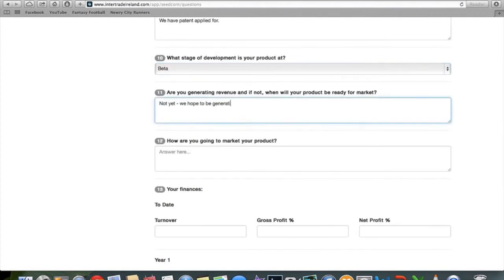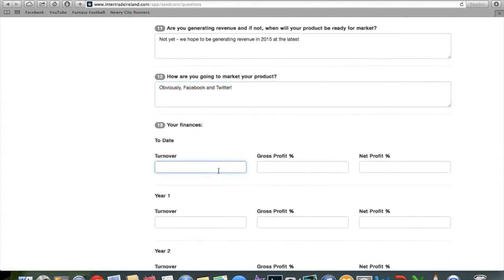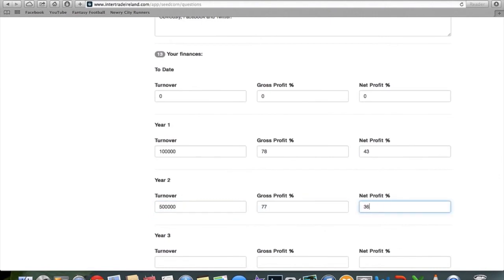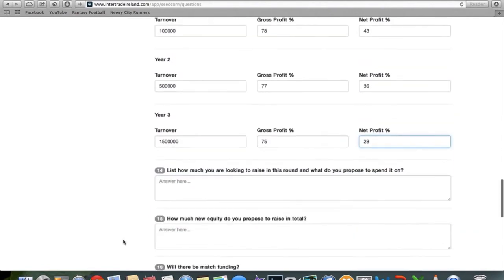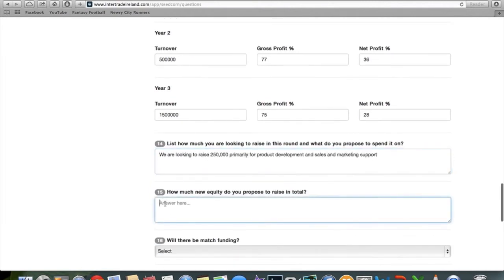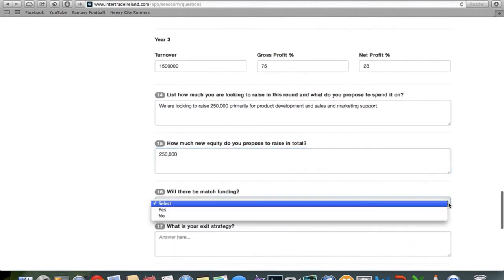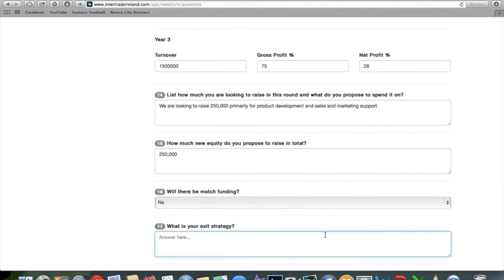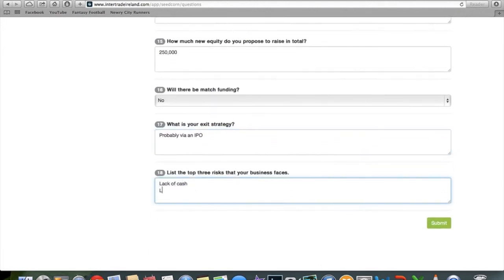Tell us if you're revenue generating at this stage. How are you going to get the product known? What's your route to market strategy? Set out details of any revenues to date and the turnover, gross profit and net profit that you're projecting for the next 3 years. What's the amount you plan to raise in this round and what will it be used for? Tell us the total being raised. Will there be more than one round? If you're an Irish company, tell us if there will be any match funding available. Set out your exit strategy. And finally, list the top 3 risks faced by your business today.